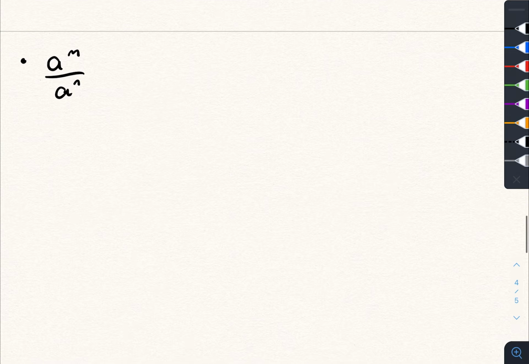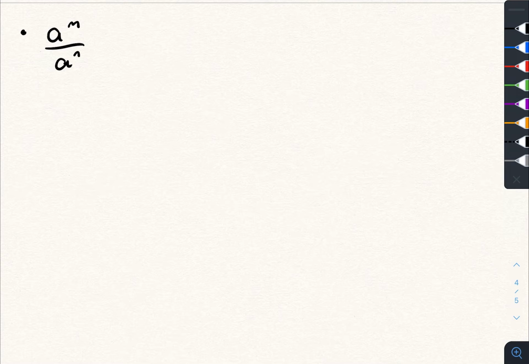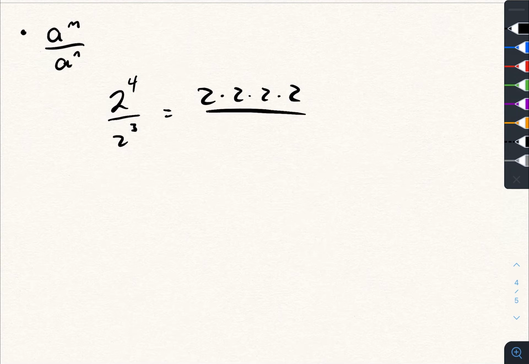All right, last thing, a to the m divided by a to the n. I'm sort of going to assume that m is bigger than n here, but it actually doesn't have to be. So here we're really just doing division, so this is a to the m divided by a to the n. So again, let's do an example. Let's do 2 to the 4th divided by 2 to the 3rd. So we have 4 2's up top, and I have 3 2's on the bottom. So what is this equal to?